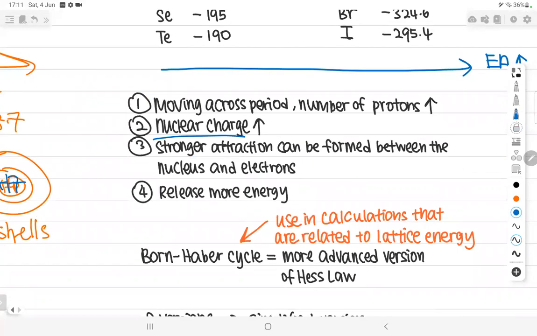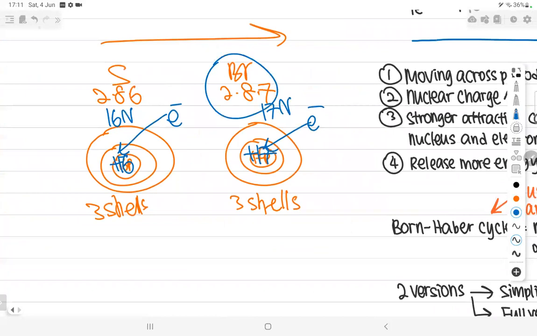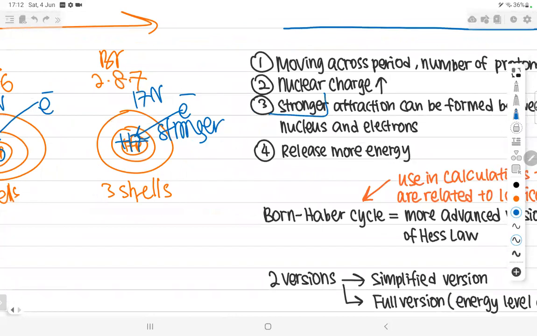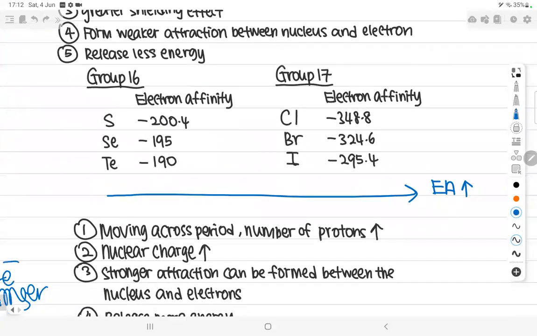When the nuclear charge increases, you can form a stronger attraction. Just imagine this electron is pulled by 16 Newton, and this electron is pulled by 17 Newton. So you can see chlorine can form a stronger attraction compared to sulfur, because it has more protons. When you form attraction, you always release energy. When you form a stronger attraction, you release more and more energy. As simple as that. Chlorine can form a stronger attraction than sulfur, so chlorine releases more energy. Bromine can form a stronger attraction with the electron compared to selenium. That's why bromine releases 324.6, but selenium only releases 195.